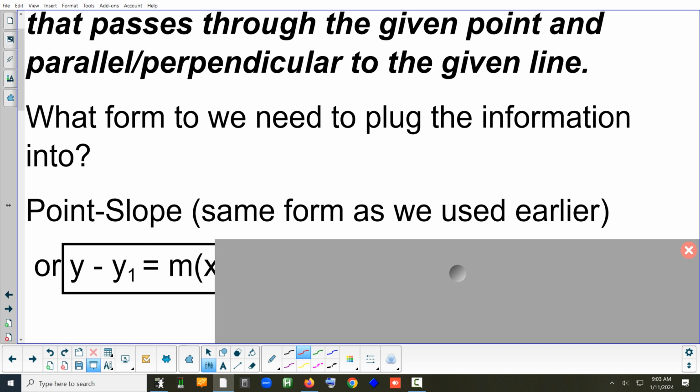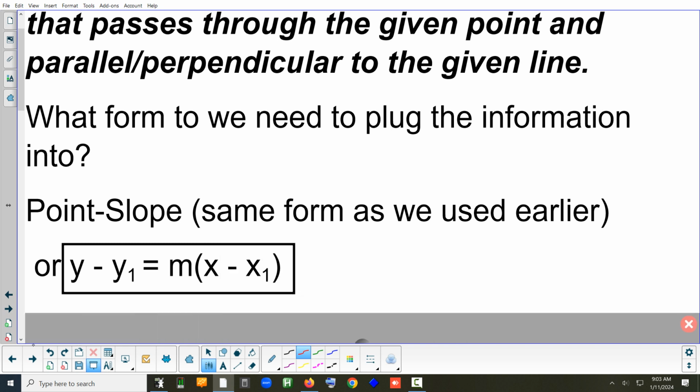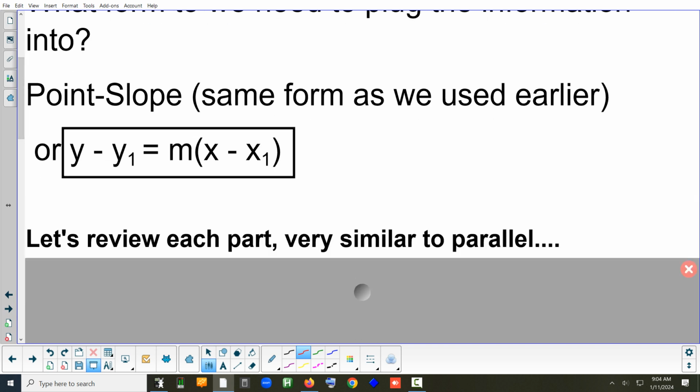Okay, so y minus y1 equals m times x minus x1. So where you guys have a box and it says use the same formula as earlier, you can put y minus y1 equals m times x minus x1 in the box.